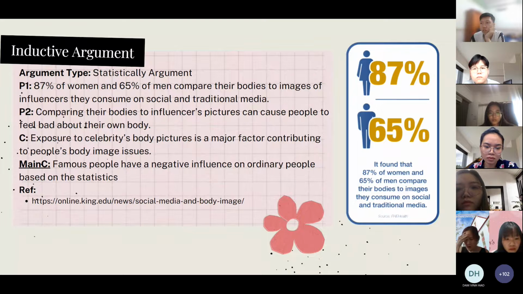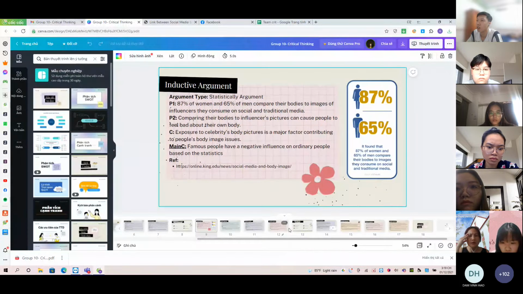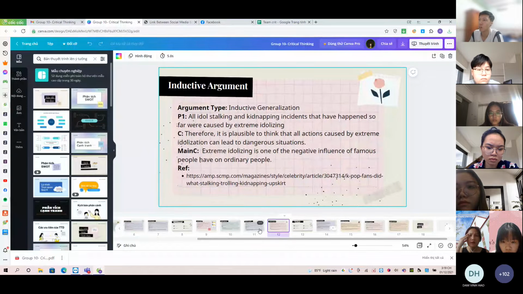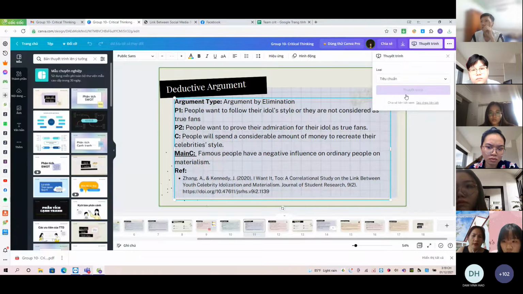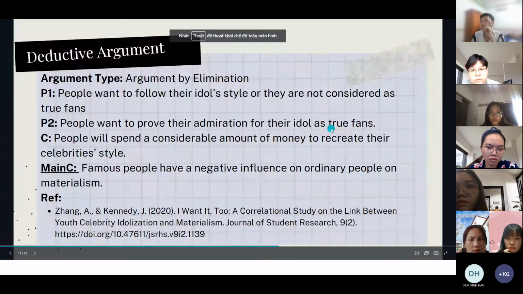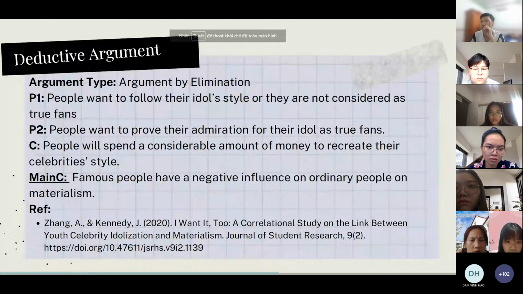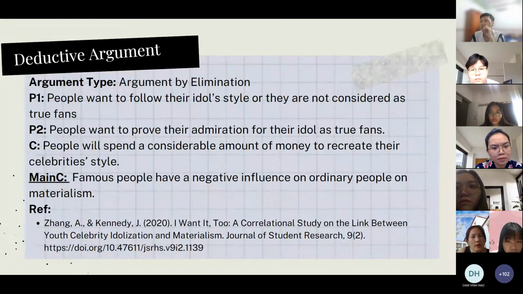And in your argument, I think the elimination, if you want, you can go down the next 2 slides. You have a term, true fans. What does it mean, true fans here? Is there any kind of way to quantify or to judge whether it is a true fan, because you said a true fan must something. Yeah. So could you please explain here a little bit? Like, people want to follow the idol style, or they are not considered as true fans. So I wonder about these two alternatives in this argument.